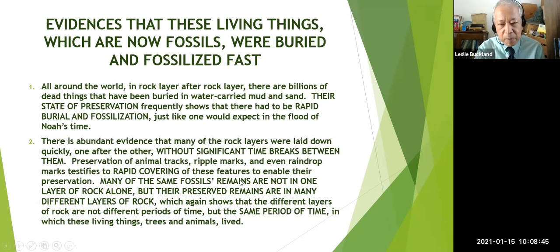Many of the same fossil remains are not in one layer of rock alone, but their preserved remains are in many different layers of rock. In other words, the same fossils, that is the same kind of living creatures, whether it is the horse or the fish or some other creature of the same kind, are in many different layers of rock, which again shows that the different layers of rock are not different periods of time, but the same period of time in which these living things, trees and animals, lived.